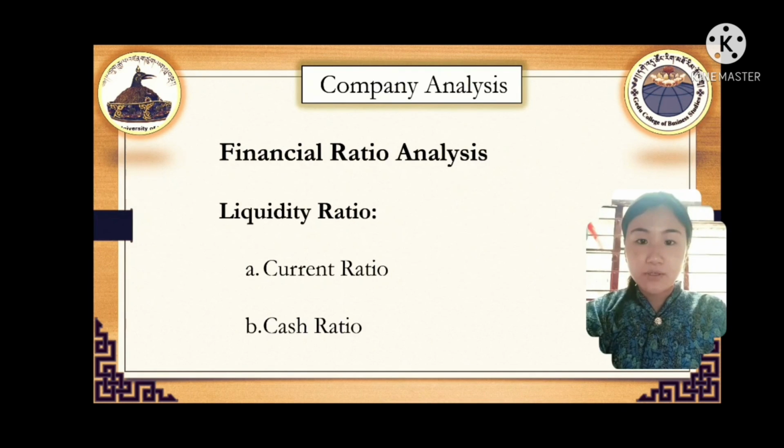Secondly, we have calculated the cash ratio. Here we got 0.127, which is less than 1. Hence, Bank of Bhutan Limited is not in a position to pay off its current liabilities with the help of current asset or cash equivalent.